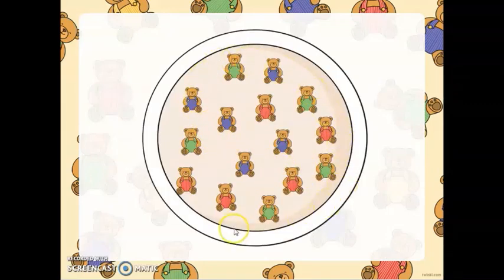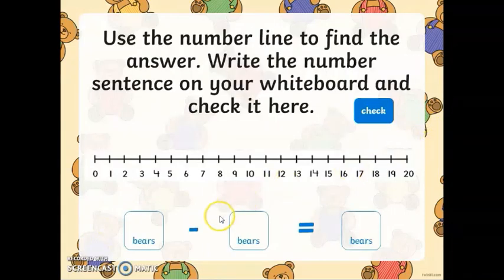Now, as you can see in the tree, there are 15 bears. Out of these 15, 1, 2, 3 left the game. Now let's see how many bears are remaining. For this, we'll use the number line and we'll jump backward to see how many bears are remaining in the game. Now, can you tell me, students, from which number we'll start jumping? Well done, if you all say 15, because there are 15 bears in the tray.